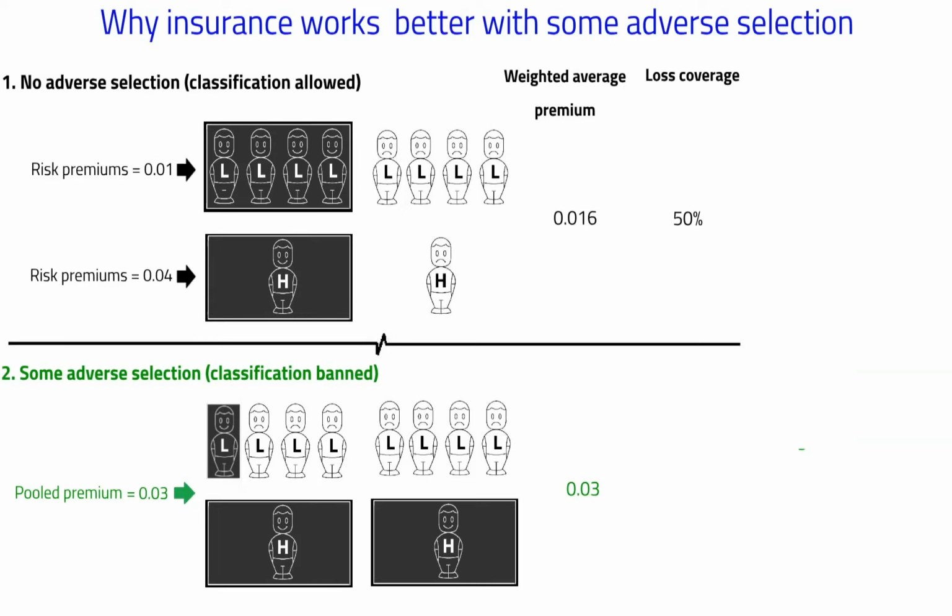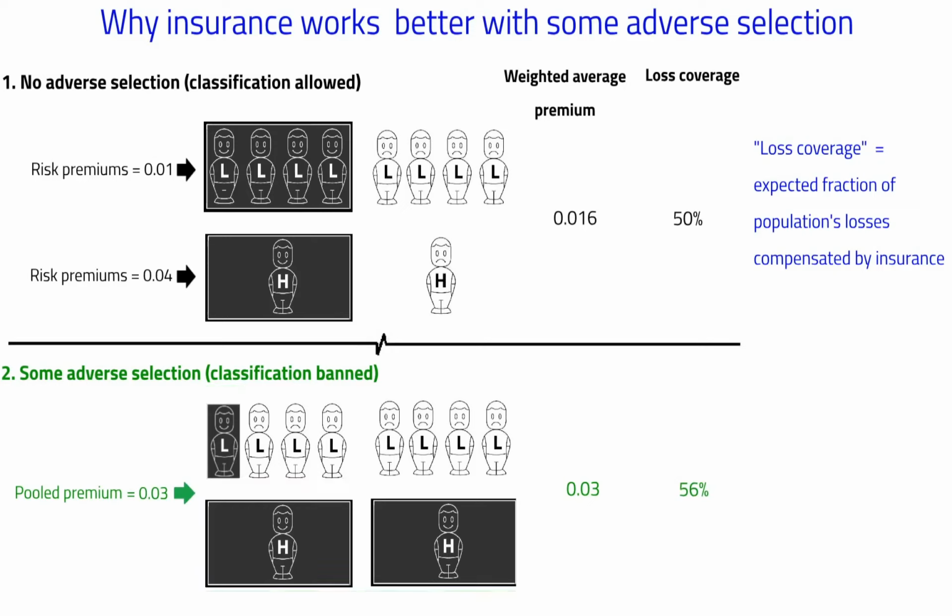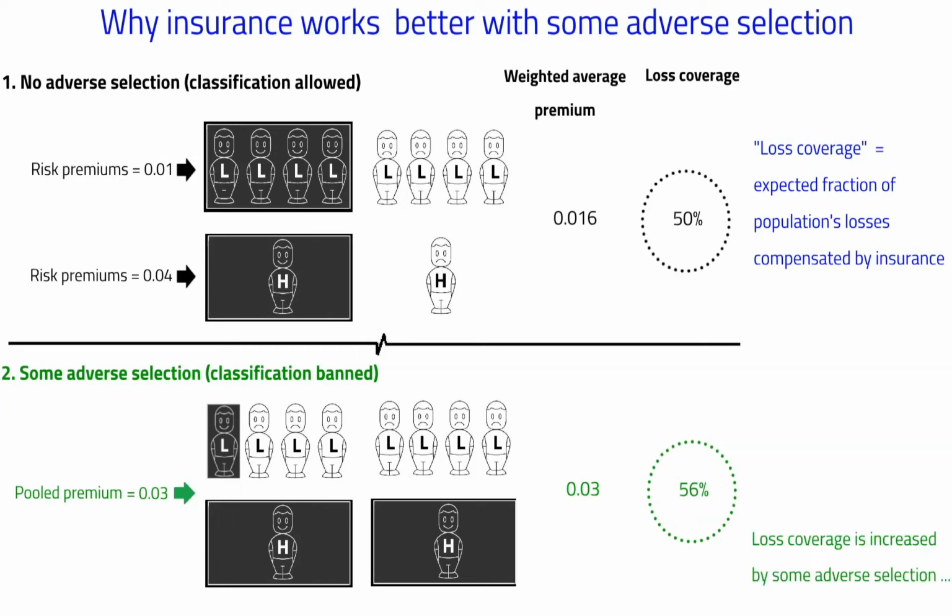The visual intuition that more expected losses are compensated in scenario 2 is confirmed when we calculate the loss coverage. Loss coverage, remember, is the expected fraction of the population's losses that is compensated by insurance. So that's expected insured losses divided by expected population losses. That comes to 56%. That figure of 56% is larger than the 50% in scenario 1. So loss coverage is higher with some adverse selection.